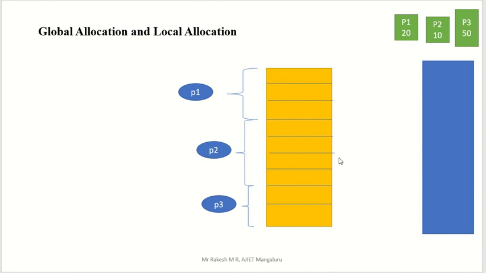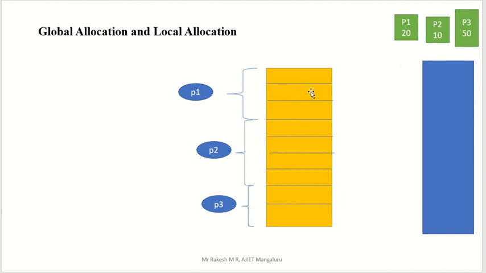It is not used by any other, P1 or P3. And if these 2 frames are allocated to the P3 process, it means these 2 are used by P3 only. If there is any free frame, it can't be used by P1 and P2. So that is called local.